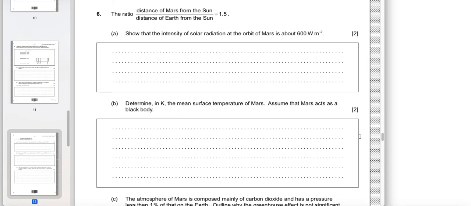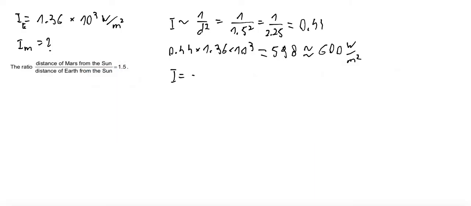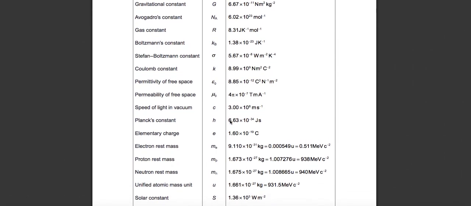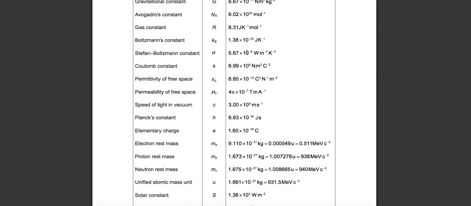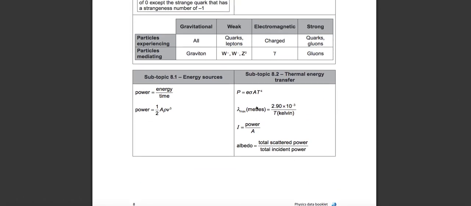Determine in kelvins the mean surface temperature of Mars. Assume that Mars acts as a black body. Do you remember, intensity was this constant multiplied by temperature to the power of 4. So we know intensity, we know the constant. This constant is the Stefan-Boltzmann constant. So you can calculate the temperature. Of course, the equation I've used is in your data booklet, in topic number 8.